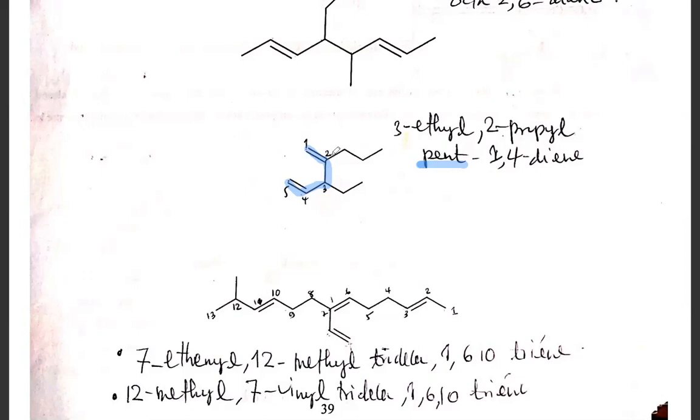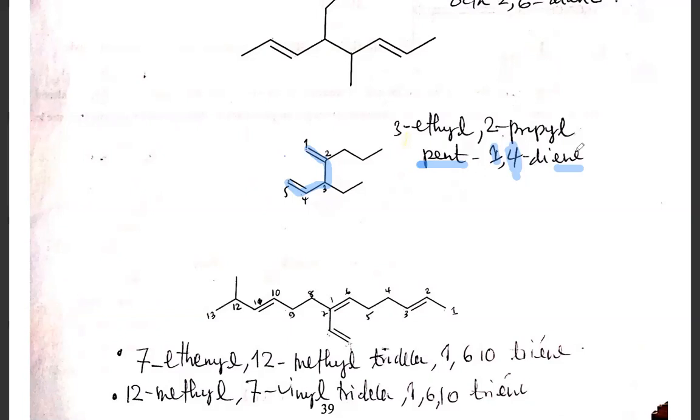So at position number 1 and position number 4, we have a double liaison. Now, what is the terminaison, or bien the suffix? The suffix is ene.